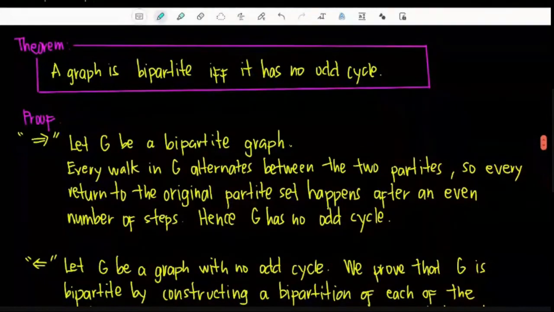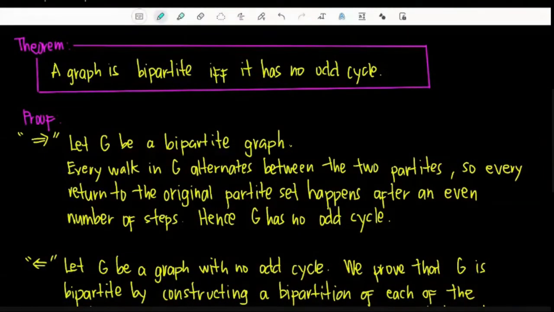Now, this is a very nice theorem for us to determine whether a graph is bipartite or not. A graph is bipartite if and only if it has no odd cycle. Now, we have a way to determine whether a graph is bipartite or not. So, if it's bipartite, then it cannot have an odd cycle. If it has an odd cycle, then it cannot be bipartite. So, this is a very strong theorem in determining whether a graph is bipartite or not.